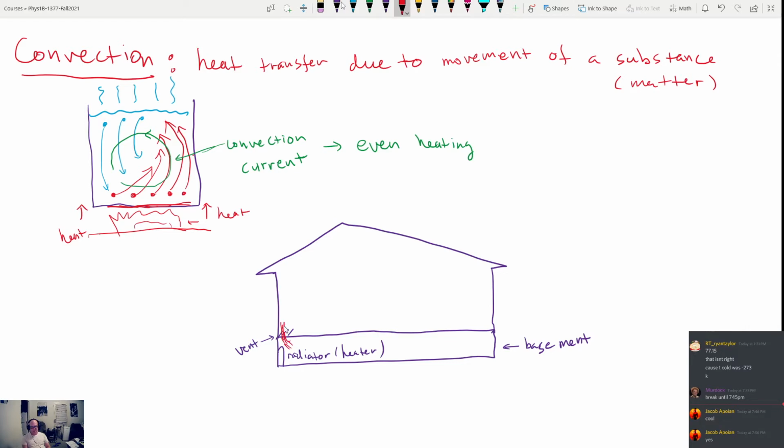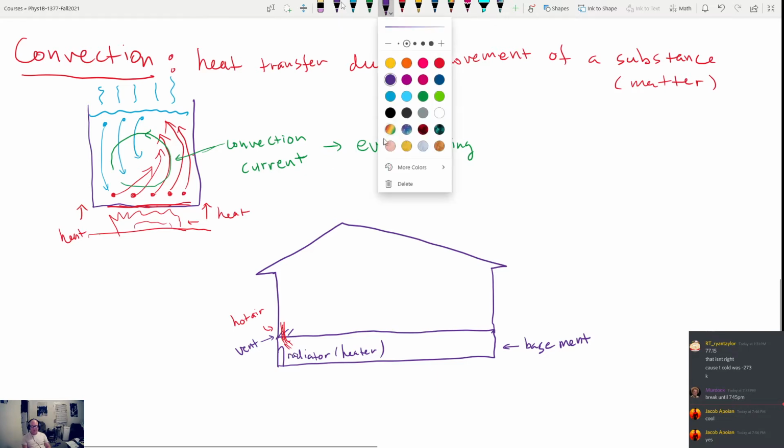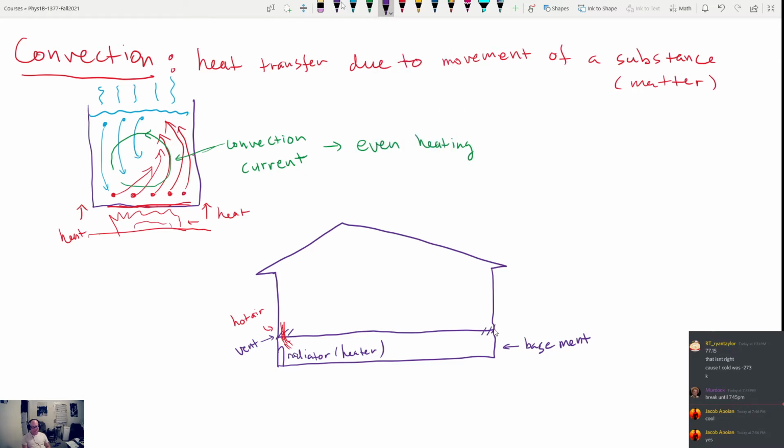So you'll have hot air coming in here, coming in from the radiator, right? Over on the other side of your room is going to be an intake vent. So this over here is going to be an intake vent.